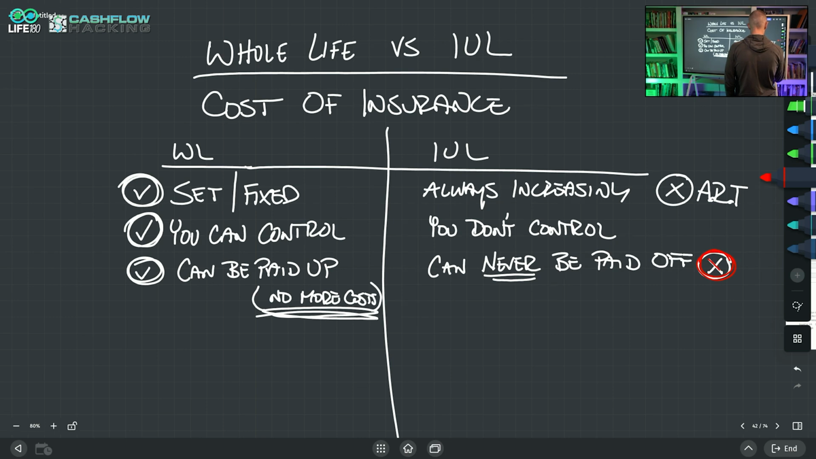It's always going to be having charges in it no matter what happens. You are not in control of the policy. The insurance company is, right? That is the reality of the situation. So when you look at this, I think you're going to see that it comes down to this. Whole life is probably going to check the boxes that you're more comfortable with.